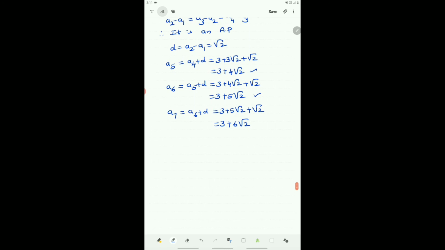So the 3 more terms are, therefore, 3 plus 4 root 2, 3 plus 5 root 2, 3 plus 6 root 2.